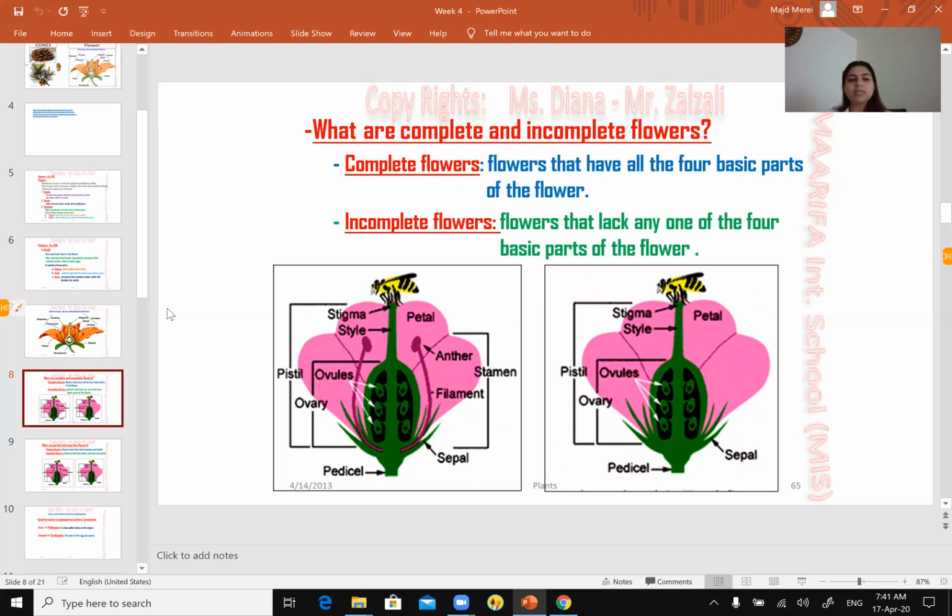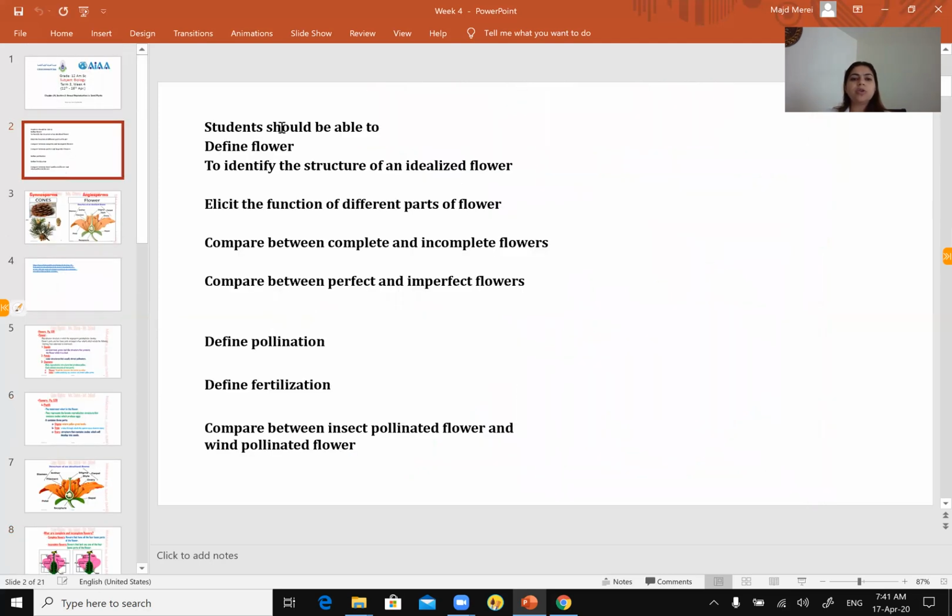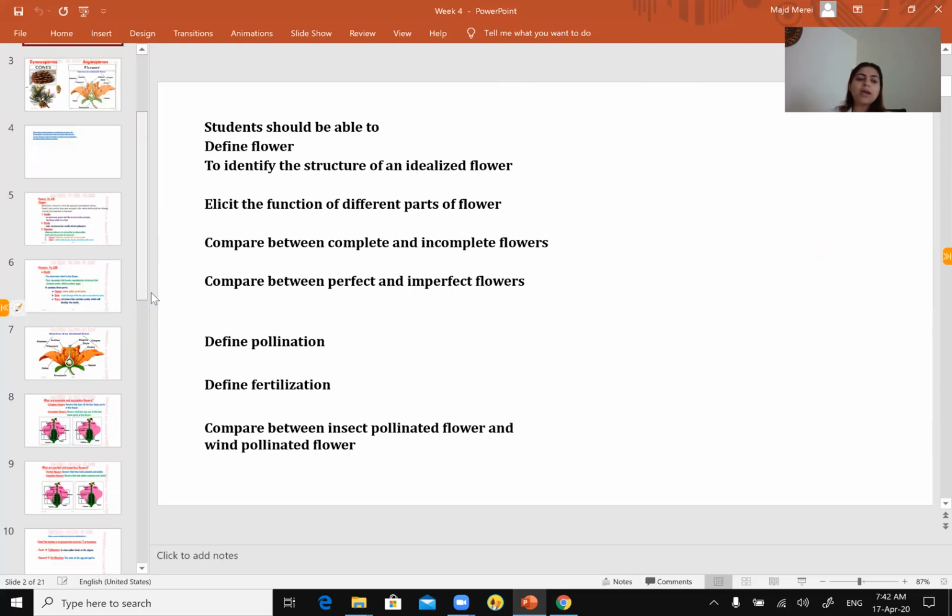Okay, so this is the first part, which is the different parts of a flower: to identify the structure, to know their functions, to compare between complete and incomplete flowers, and to compare between perfect and imperfect flowers. Now, the second part of the lesson. As I told you, we will discuss here angiosperms, flowering plants.